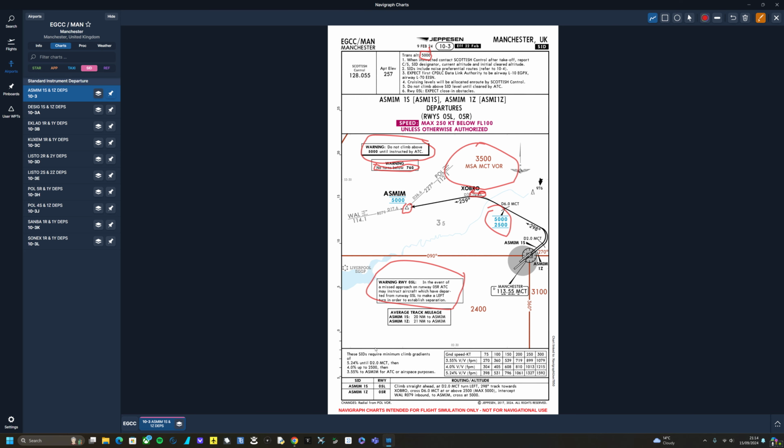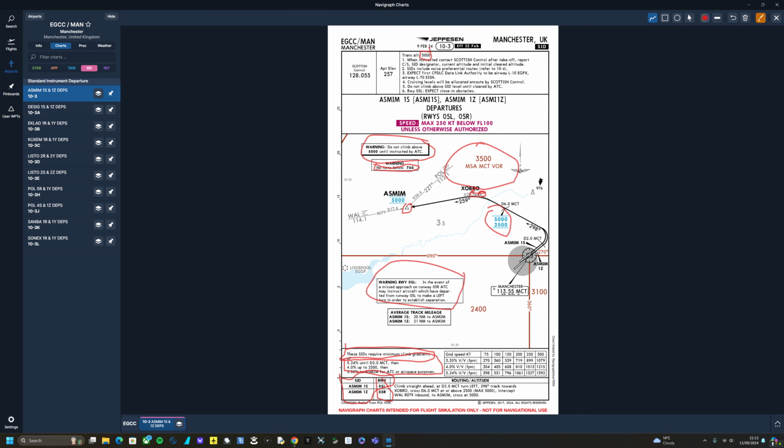These SIDs require minimum climb gradients. And then below is what the gradients are. So they're in percentages, self-explanatory. So this information here is the SIDs, what SIDs this applies to. So this chart applies to the ASMIN 1 Sierra and ASMIN 1 Zulu SIDs. God, I really can't get my words out today. And they are on runways 5 left and 5 right.